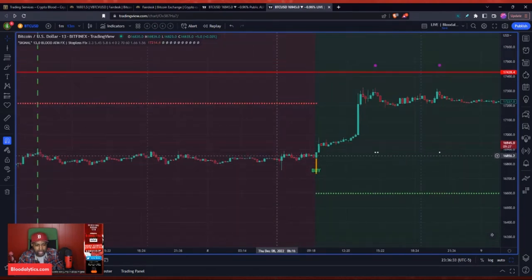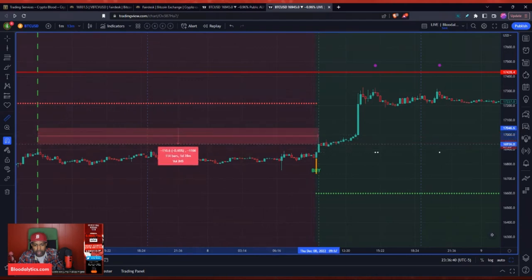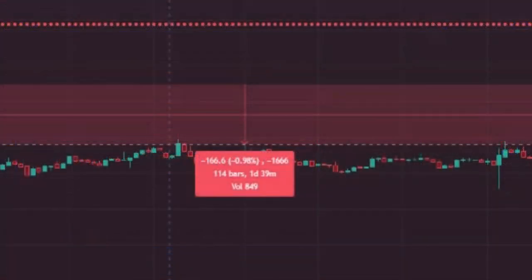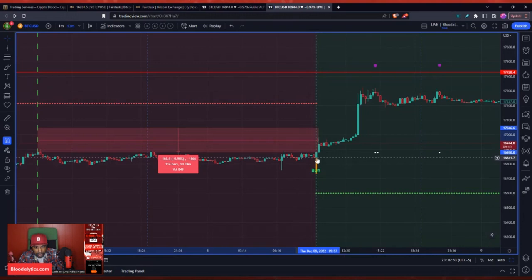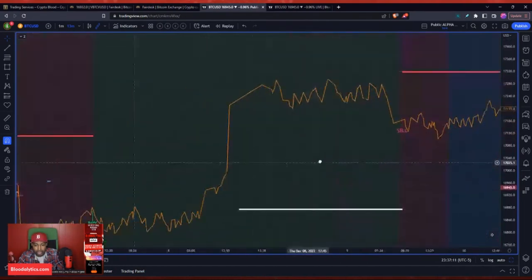Now again, you take a look at that. I'm going to do a ruler here and just give you how many hours that is. Literally a day and 39 minutes later is when we went long on Bitcoin, versus here on the alpha we went long December 7th at 9:05 roughly, not even 9:10. We went long on Bitcoin.